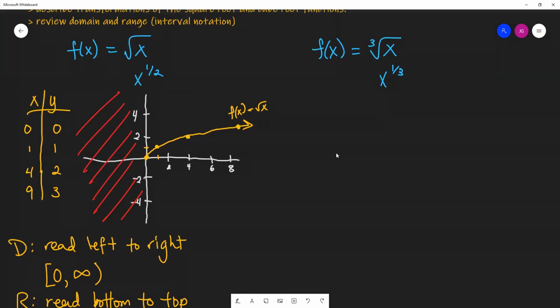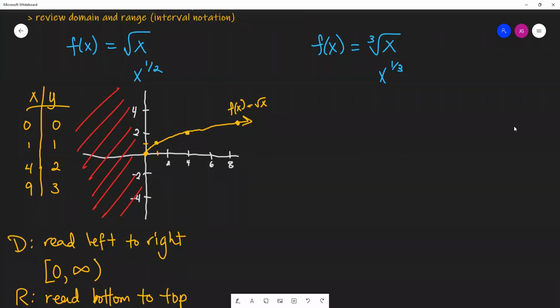So now let's talk about the cube root function. The difference here is that not only is it a different index, but you can also put negatives into this function. Because I can take the cube root of negative numbers. I'm allowed to plug in negative numbers into odd roots.